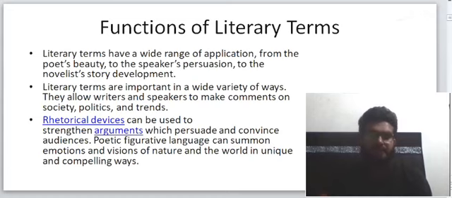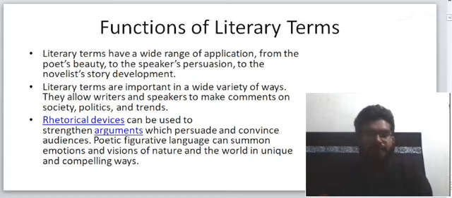So, the techniques, verbal techniques which are used in the art of public speaking are called rhetorical devices. So, these devices can be used to strengthen arguments which persuade and convince audiences. So, by using different techniques, the speaker tries to persuade the audience to do something that they might not do without this kind of persuasion.